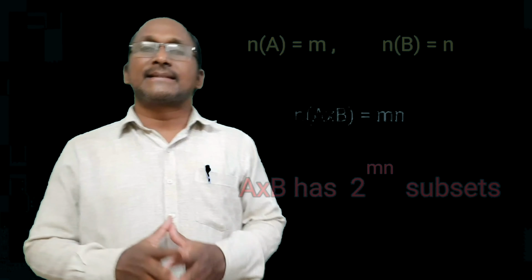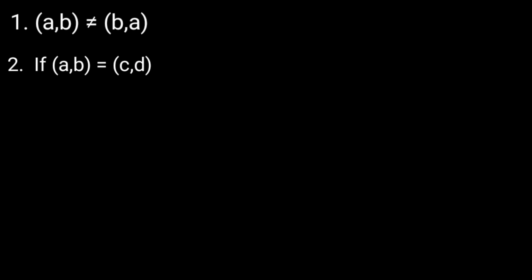Now let us discuss some important points related to the Cartesian product of two sets. Of these, the first one is ordered pair AB is not equal to ordered pair BA. Second one is if ordered pair AB is equal to ordered pair CD, then the corresponding first elements are equal and also the corresponding second elements are equal. That is, A is equal to C and B is equal to D.